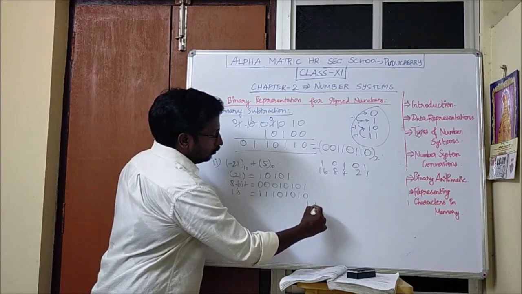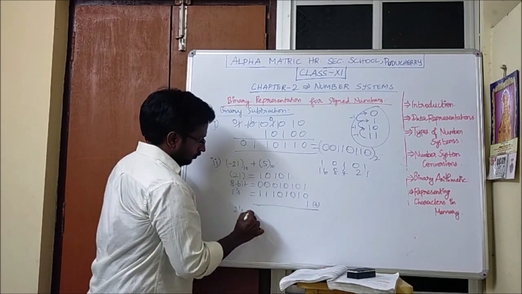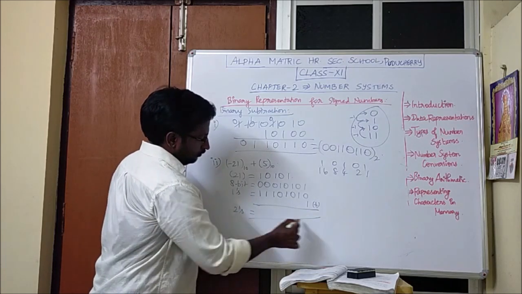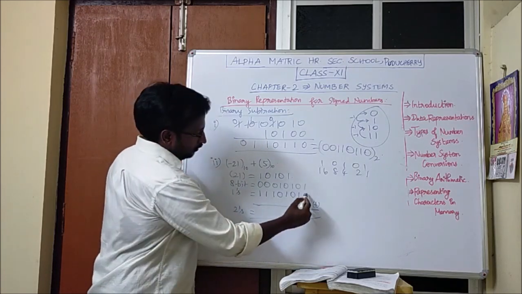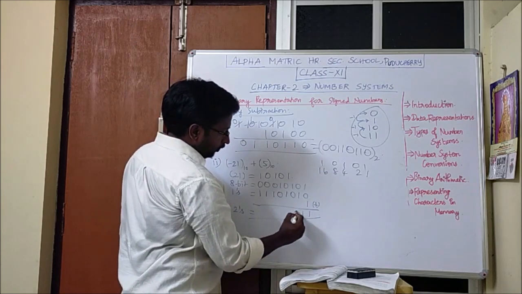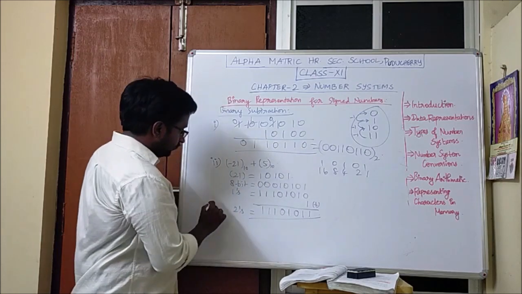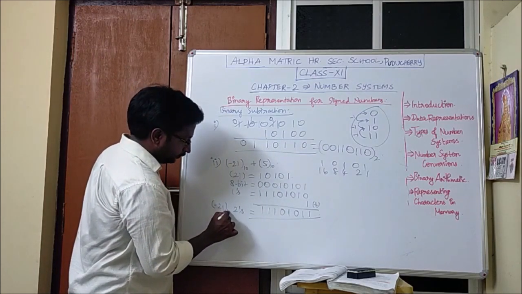Now the 1's complement, that is inverting all the 0s as 1 and 1s as 0. Now adding 1 to the least significant bit. Zero plus 1 is 1, again 1, remaining all the same. So this is the value for minus 21.